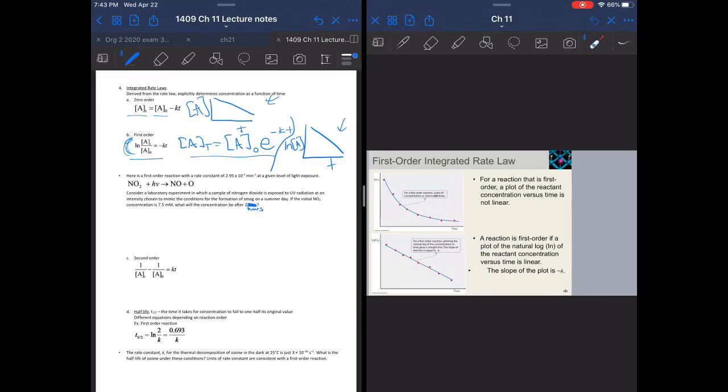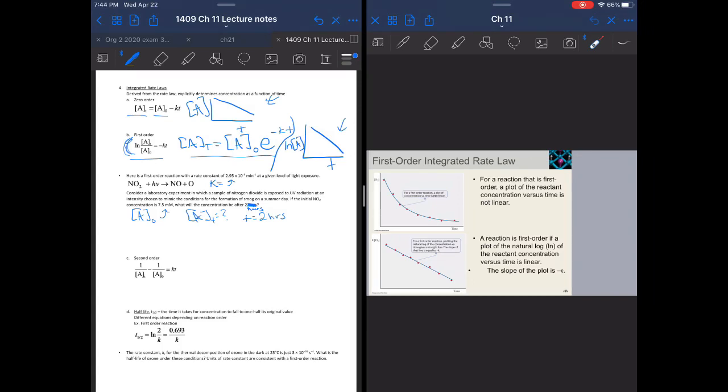All right, so let's get started. What do we know? We're given the rate constant, so we know that k is 2.95 times 10 to the negative 3 inverse minutes. We know that our initial concentration, so A sub 0, is 7.5 millimolar. We want to know A at time t, right? What will the concentration be after 2 hours? So t is 2 hours.